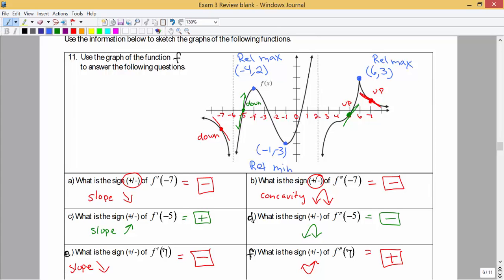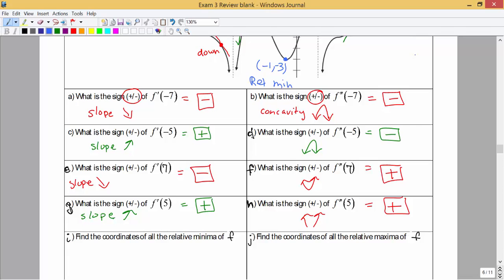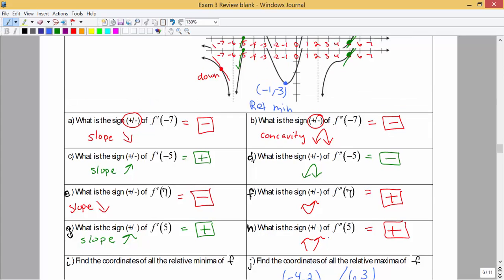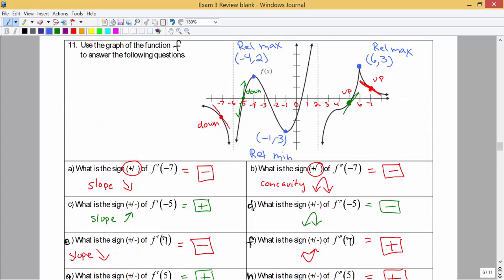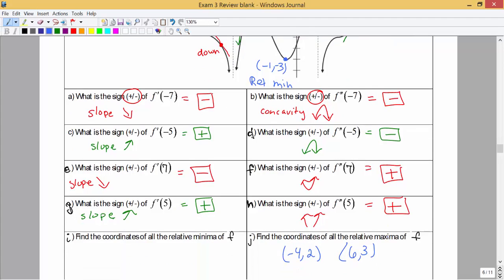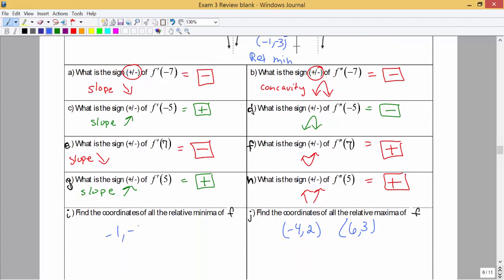Alright, so let's write that down. Relative max would be at -4, 2 and 6, 3. So we have 2 points that we could call a relative max. And then a relative min occurs at -1, -3.